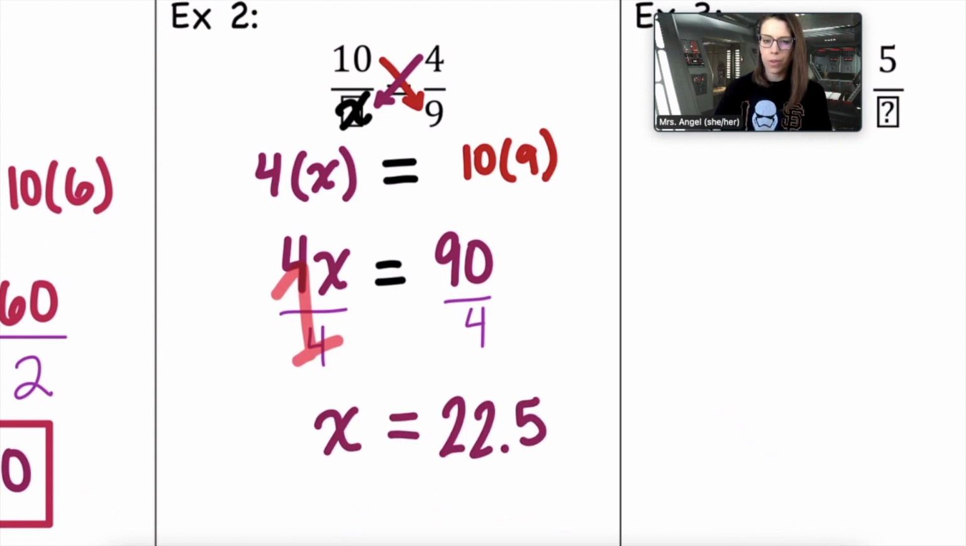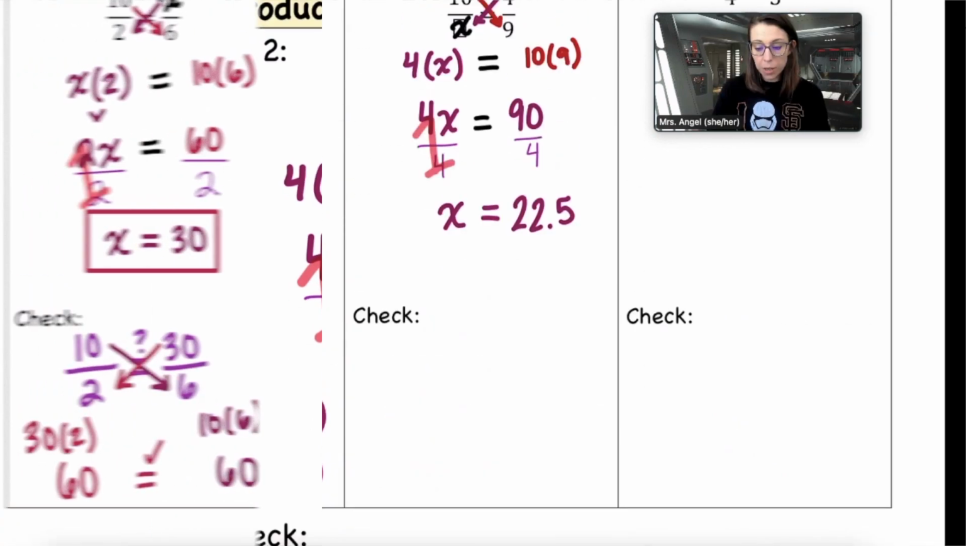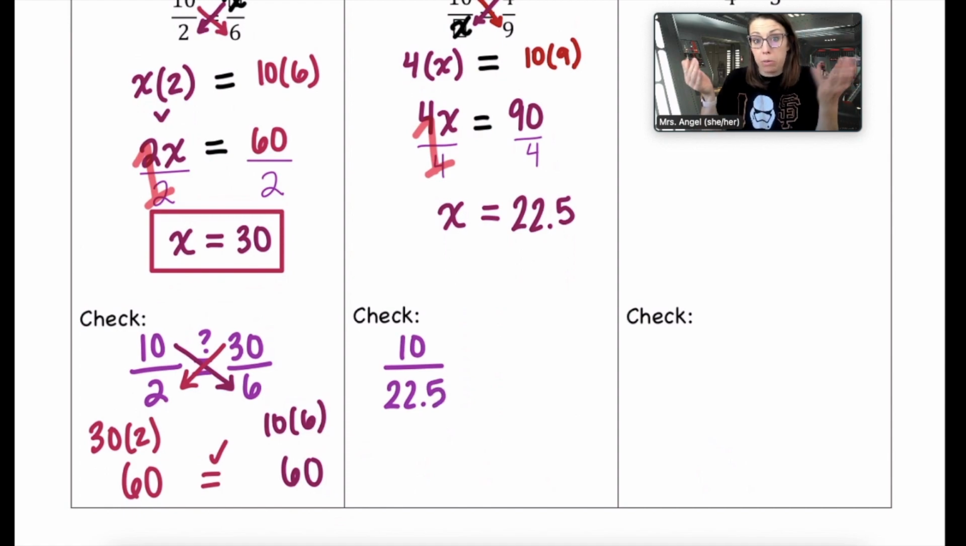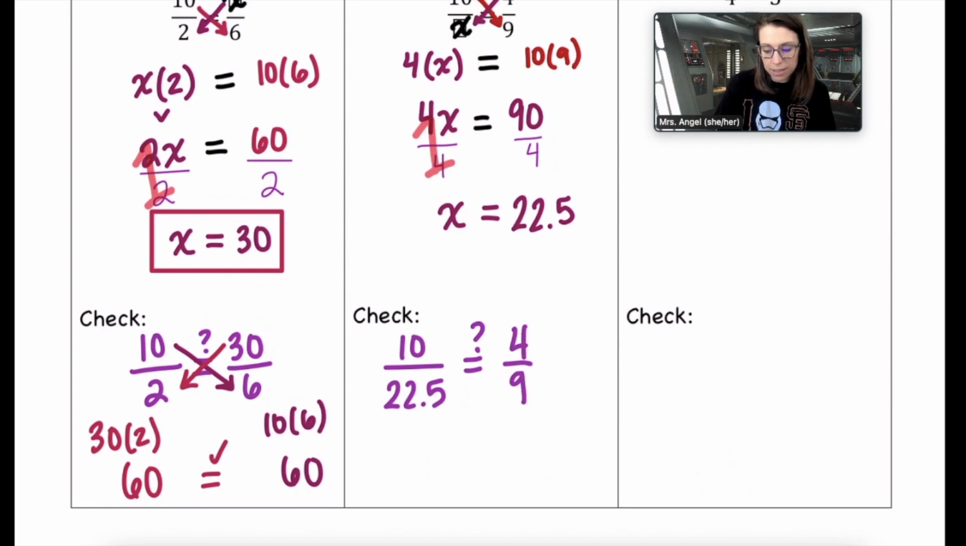22.5. Wait, can our answer be a decimal? I think so. Let's find out and see in our check. So we're going to set up our 2 ratios. We have 10 over, well, we think it might be 22.5. I don't know. And is that equal to our original ratio of 4 to 9?